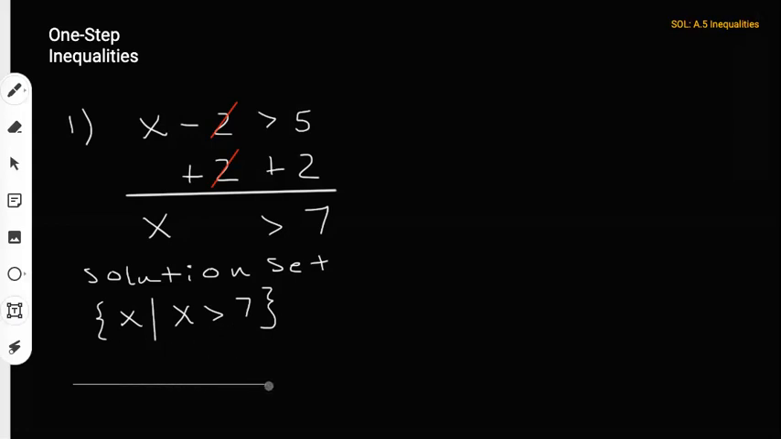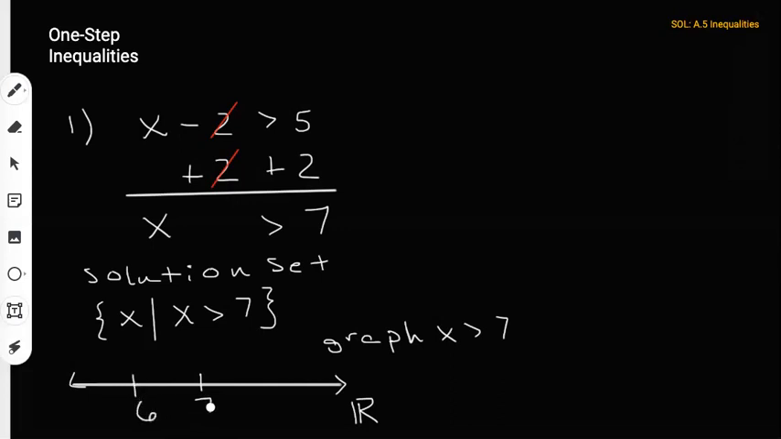So now we're going to graph our solution on a number line. So now we're going to graph x is greater than 7. Only real numbers can show up on the real number line. The capital R at the bottom stands for all real numbers. And what we're going to do is we're going to put 7 in the middle. And then numbers that are smaller than 7 can go to the left side, and numbers that are bigger than 7 can go to its right side.